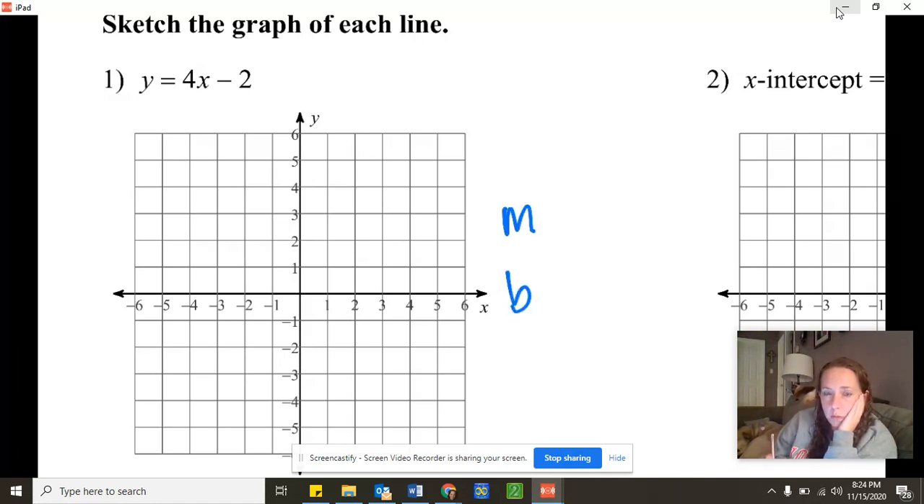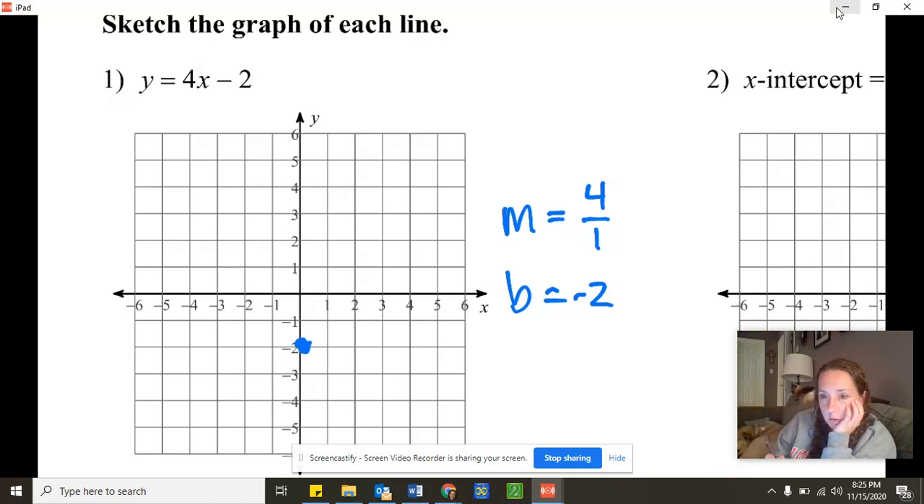M is our slope, which is rise over run, and it's always attached to X. So in this case, it's 4. And since it's just a whole number, we're going to put over 1 so that we have rise and run. Our B is the number that is by itself, and it is our y-intercept. So it is our starting point.